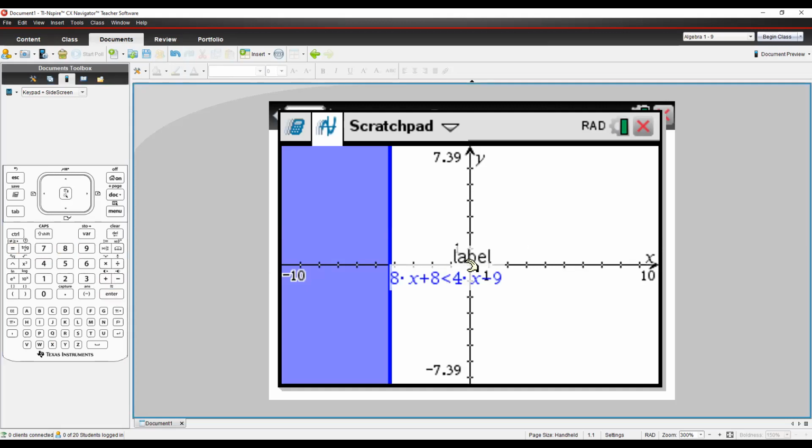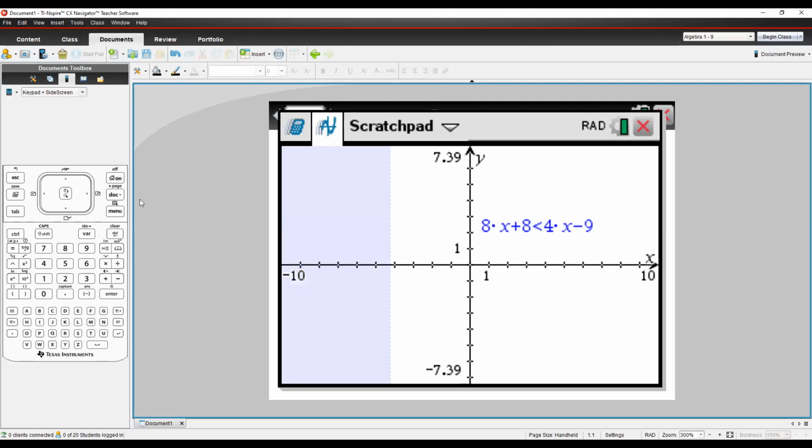Now you're going to see this, and what you should see is a dotted or dash line. It's not a solid line. The reason it's a dash line is because the inequality doesn't have an equal sign. So this is almost like an open circle, but it's not a circle, it's a dash line.